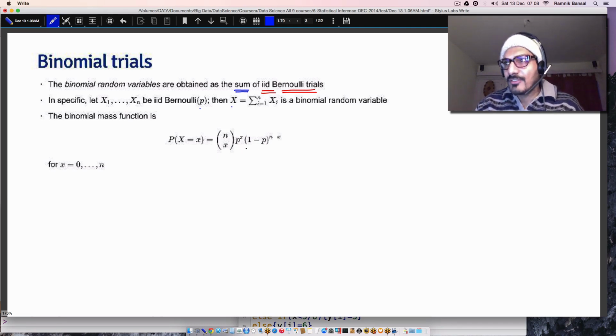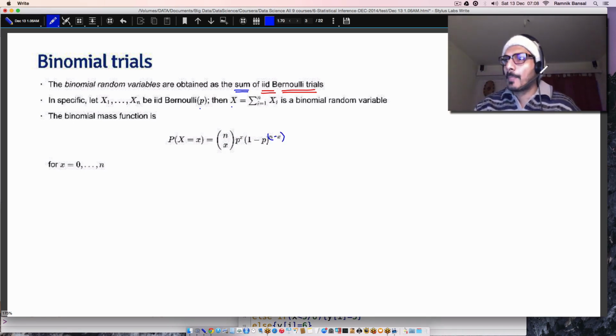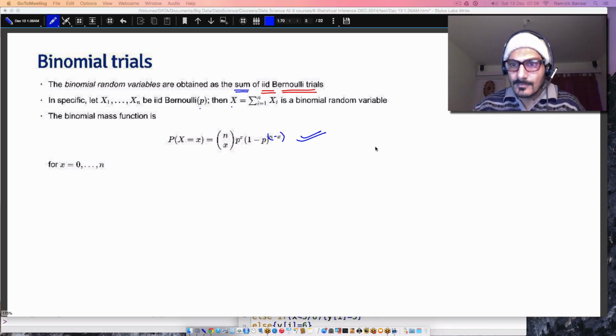Into the probability of getting tails raised to the power n minus x. So there will be an n minus x here. Is this clear? Is this equation clear to you? Yeah, Debashri, is it clear for you also?